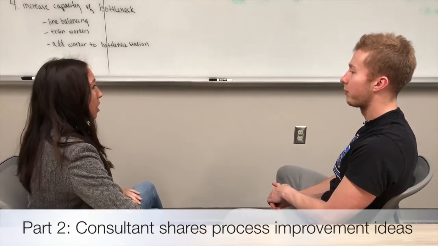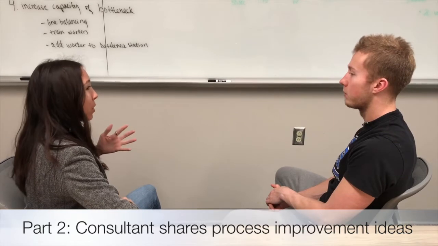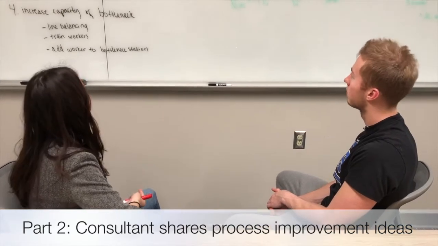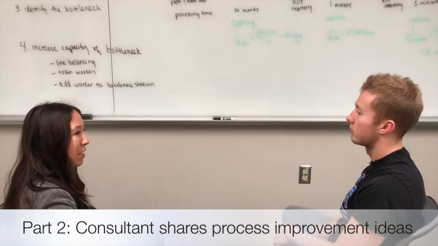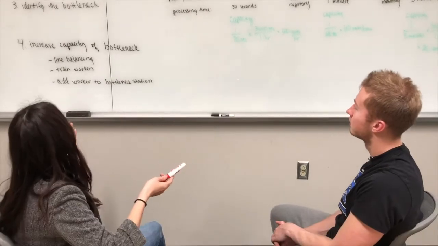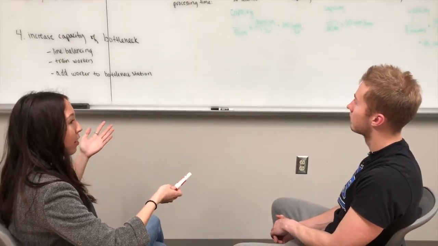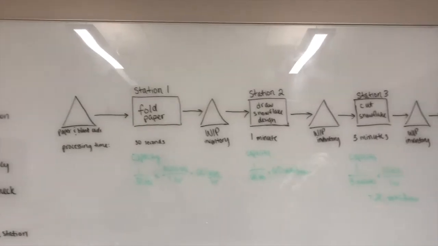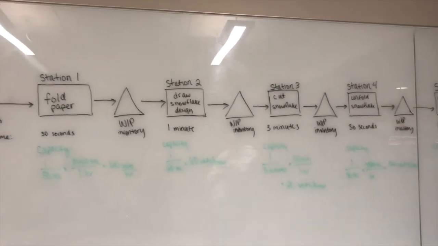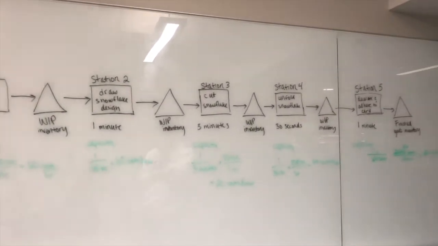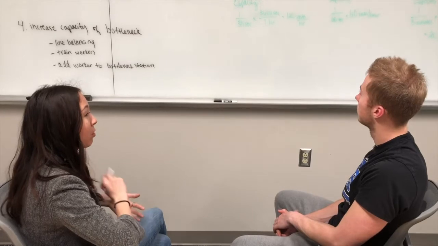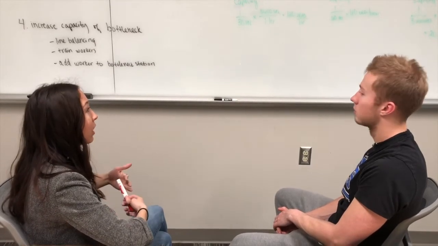So I reviewed your process of making your paper snowflake cards, and I have come up with some recommended improvements. Cool. So as you can see, I first created a process flow diagram that outlines each step and how long it takes. And from there, I was able to calculate the capacity of each step, so how many units it's able to process per hour.